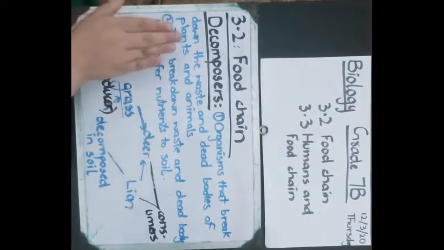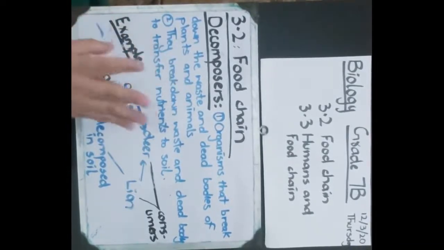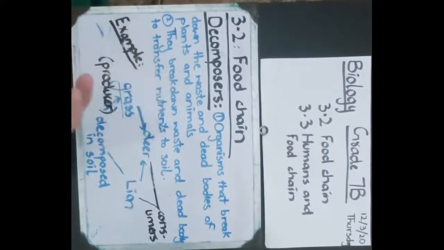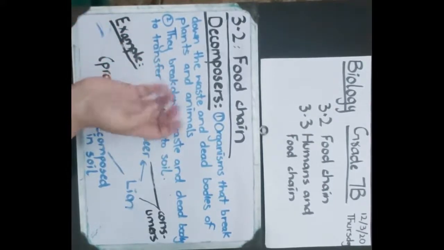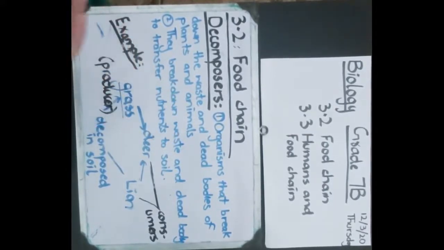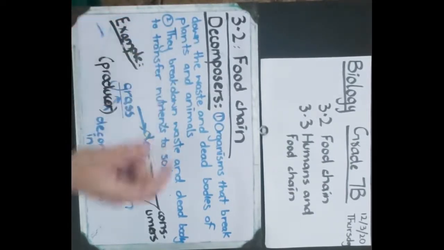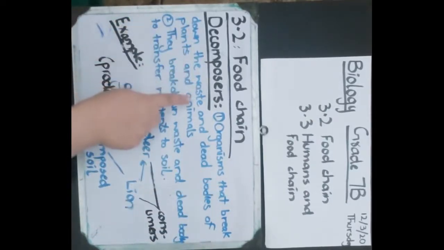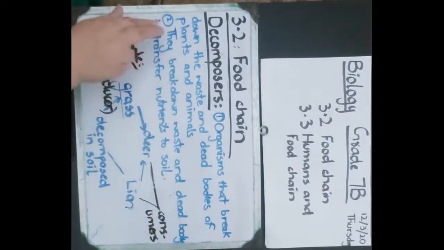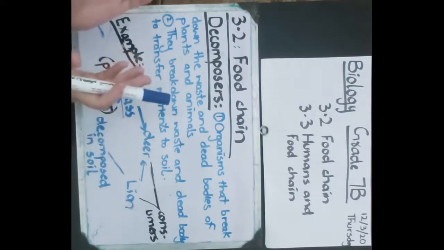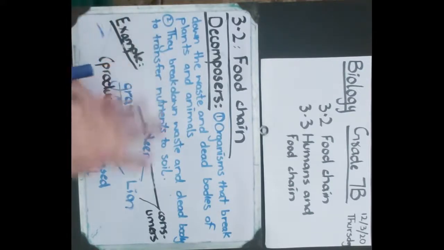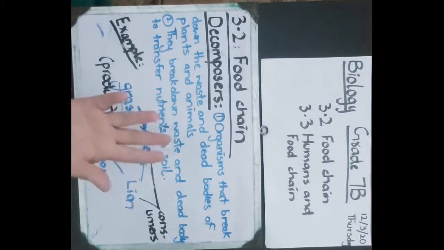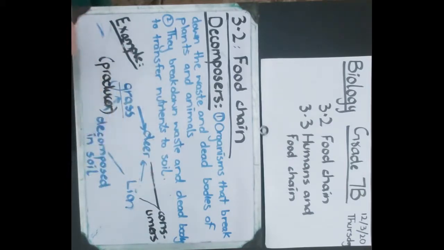Decomposers are the third part of a food chain. A food chain has producers, consumers, and decomposers. We have studied producers and consumers. Now, decomposers. Decomposers are the organisms that break down the waste and dead bodies of plants and animals. Plants, animals and human beings produce waste. We produce waste and we die. So we have waste, we have dead bodies.